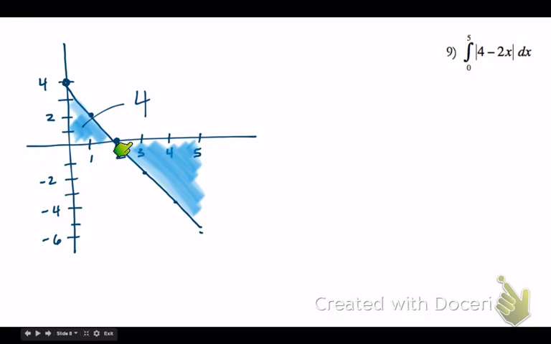And what's the area of this bigger triangle over here? What's the base from 2 to 5? 3. And what's the height from 0 to negative 6? 6. So 6 times 3 is 18, and 18 divided by 2 is 9. So this one is 9, and it's negative because it's below the x-axis. So what is 4 minus 9?